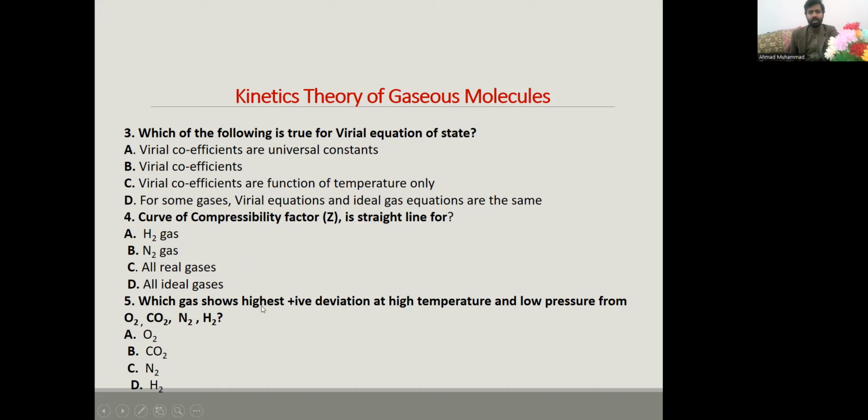Which gas shows the highest positive deviation at high temperature and low pressure from oxygen, carbon dioxide, nitrogen, and hydrogen? From the options, first option is oxygen, second option is CO2, third is N2, and fourth is H2. From the graph of oxygen, CO2, N2 and H2, the closely accurate option is C, N2.